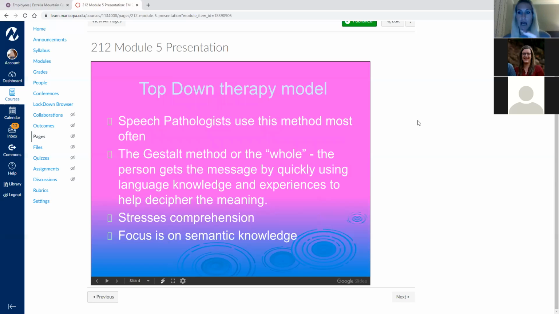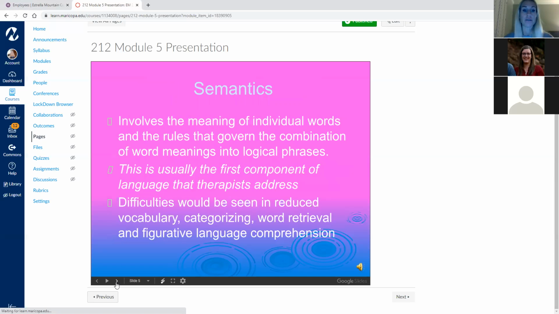So kind of that top-down, we're stressing comprehension, and the focus is more on the semantic piece, not necessarily on every little detail. And then bottom up is where we go, sorry. We changed the slides around a little bit.